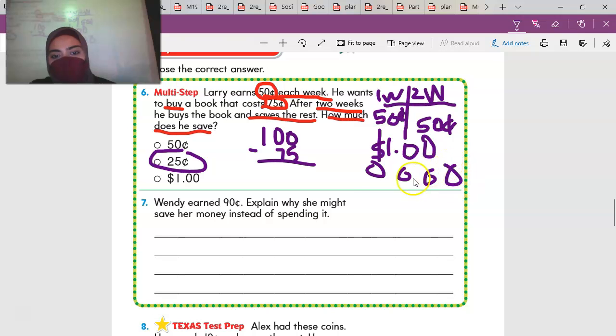Let's say these are quarters. $1 is 4 quarters. 75 cents is 3 quarters. Put an X on 3. Well, how many quarters does he have left? 1 quarter. And 1 quarter is 25 cents. And if you subtract it this way, you also will get 25. Watch. 0, 9, 10. 10 take away 5 is 5. 9 take away 7 is 2. And 0. You also get 25 cents.